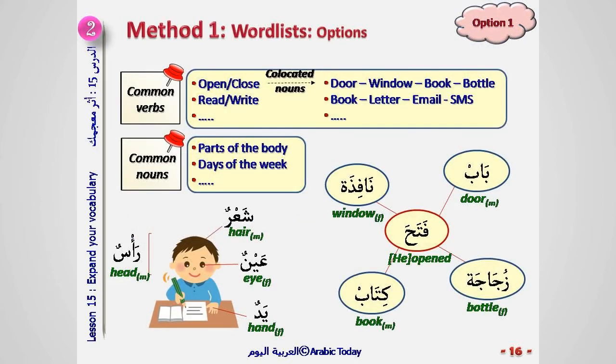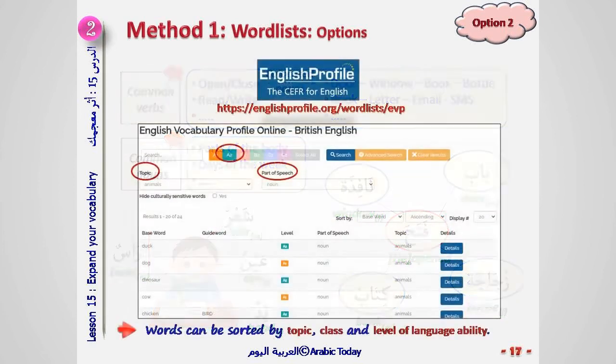In the first option, you make your own lists of words related to everyday topics. You can do this using a picture or a diagram of collocated nouns and verbs, as illustrated by the examples below. In the second option, you can avail yourself of the word lists of the English Vocabulary Profile online. There, words can be sorted by topic, class, and level of language ability.